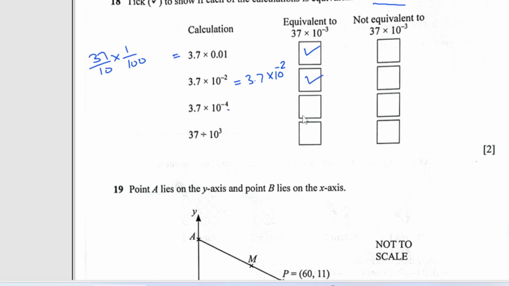And this one is not correct, this is already written. This is going to be 37 over 10 times 10 raised to power 4, this will become 5. So this is not correct. But this one is correct, because if you bring the division over with multiplication, this will become a negative power, right?